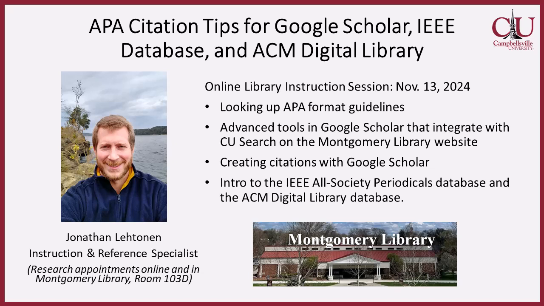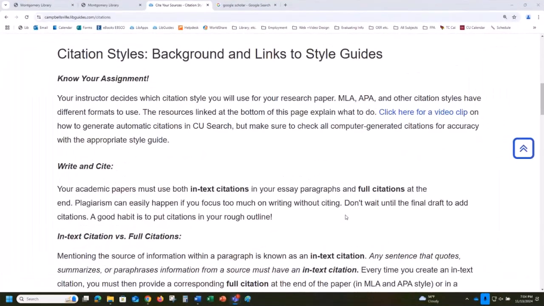All right, so the focus of this instructional session is how to use various library resources to create properly formatted APA citations. The first half of this session will be beneficial for all students who need to use APA format, and the second half will be especially helpful for students in technological fields. You will also learn about a new tool in Google Scholar for making CU search items automatically show up in Google Scholar results. All right, so let's imagine you have an assignment and your goal is to find 5 scholarly articles and 1 book and to cite them in APA format.